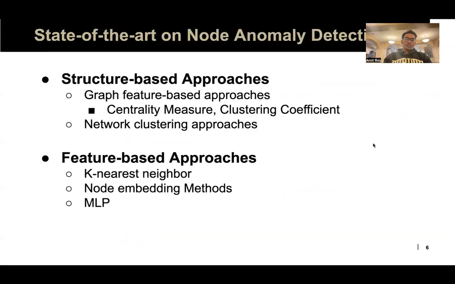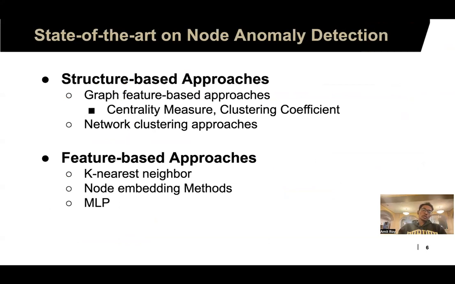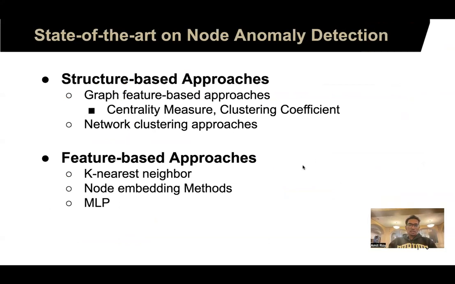So here are some state-of-the-art node anomaly detection approaches. There could be structure-based approaches, like using graph features such as centrality measure or clustering coefficient to detect anomalies, or network clustering approaches. Then there could also be feature-based approaches like k-nearest neighbors, some node embeddings, or using multi-layer perceptron to detect anomalies.